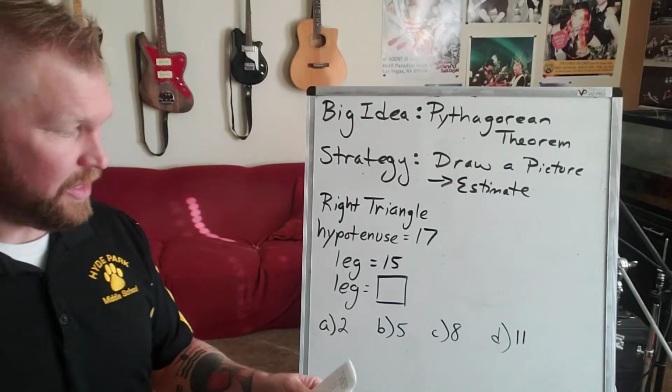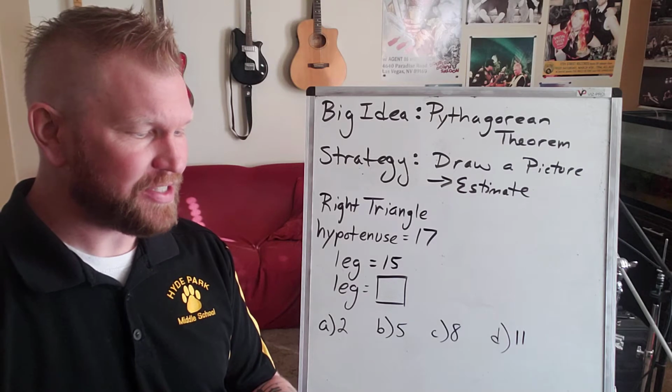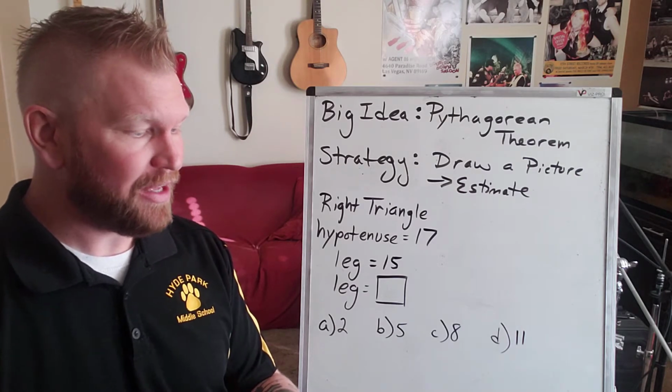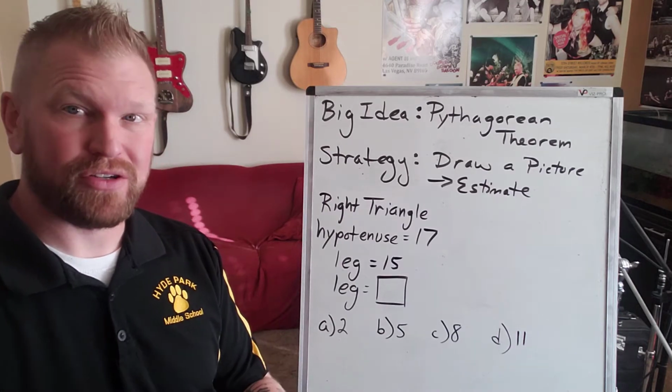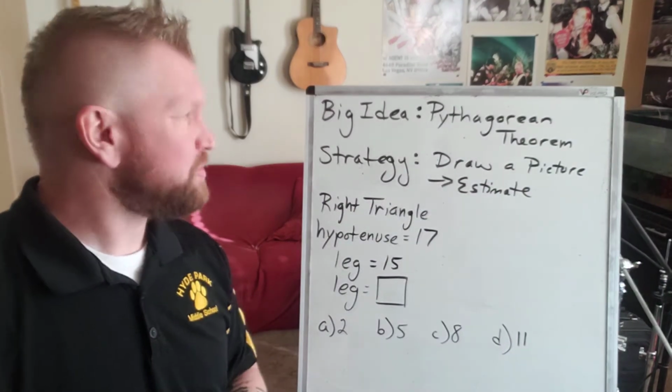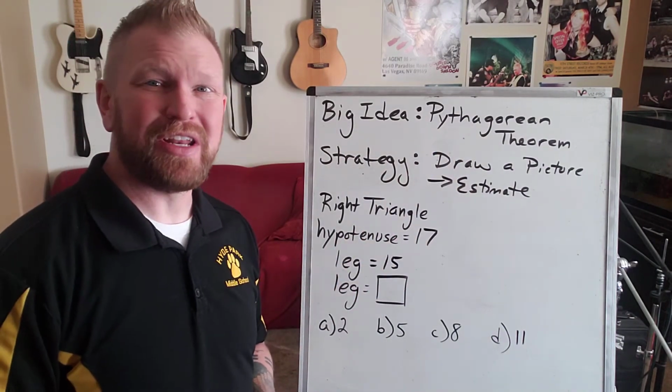All right, for this question, we've got a right triangle has a hypotenuse of length 17. If one side has a length of 15, what is the length of the third side? Okay, so there's a lot in this problem. It's actually about the Pythagorean Theorem, which might sound intimidating.